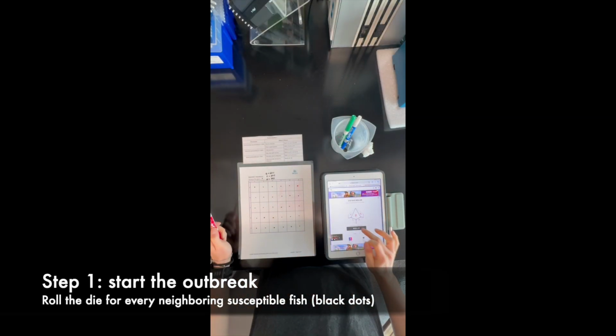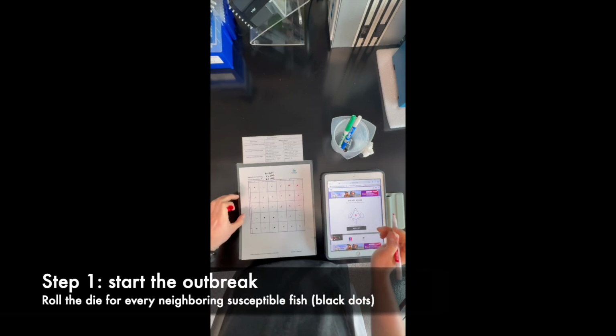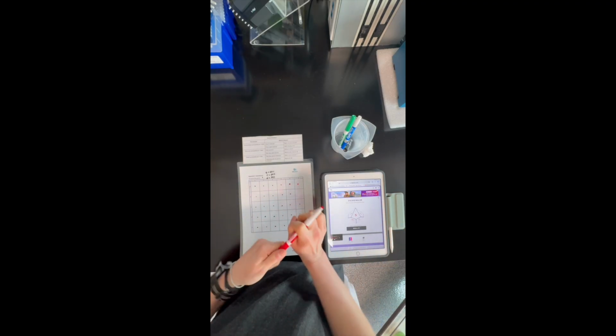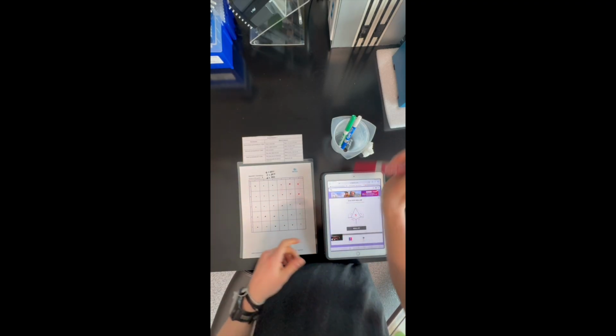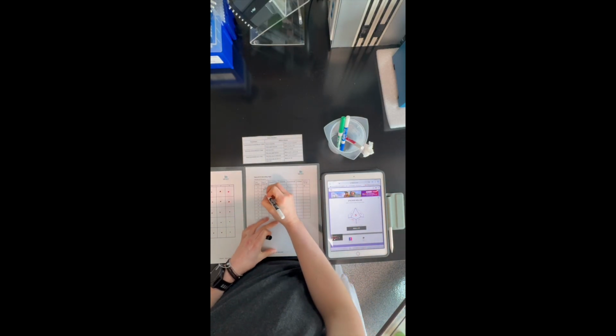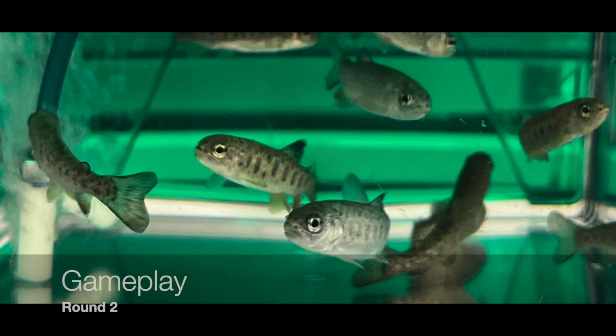Here I'll be showing you an example of playing version 1 of the game where the transmission probability is 60%, the recovery probability is 30%, and the death probability is 70%. So in round 1, we're going to determine how many fish get infected in the first round, and if I roll a 1, 2, 3, 4, 5, or 6, then the fish gets infected because there is a 60% probability of infection.